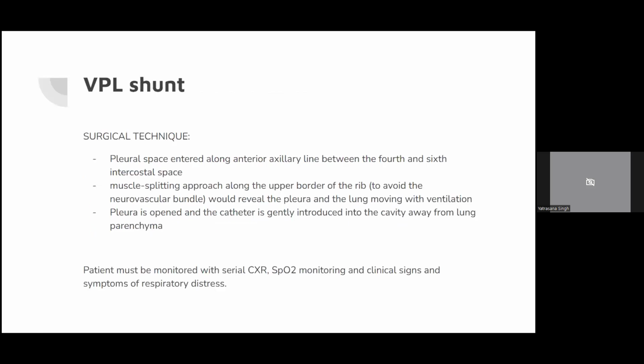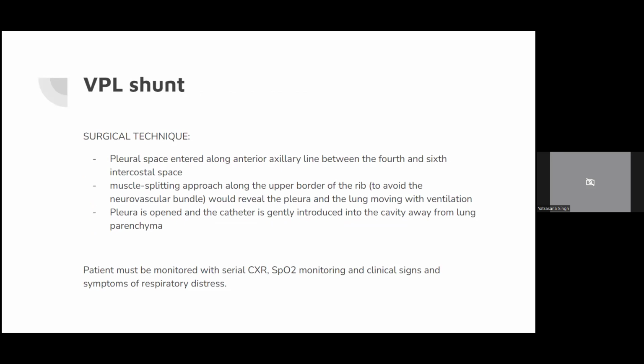For the surgical technique, the pleural space is entered along the anterior axillary line between the fourth and sixth intercostal space, and it is inserted using a muscle splitting approach along the upper border of the rib to avoid the neurovascular bundle. The pleura would be seen and it is opened. The catheter is gently introduced into the cavity away from the lung parenchyma.